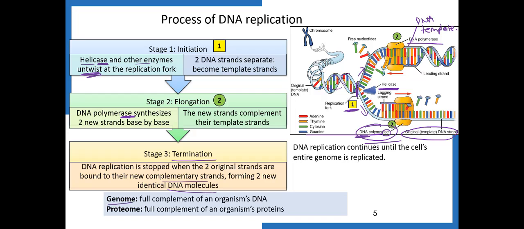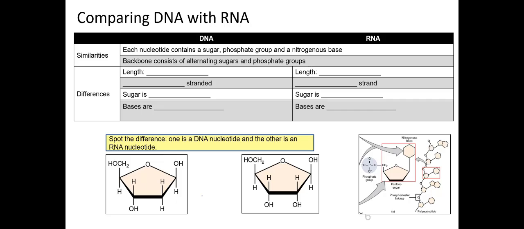The term genome is the full complement of an organism's DNA, right? So the human genome is all the DNA that's found in the human body. And then the proteome is, again, the full complement of proteins that's found in an organism, right? So again, this is one of the functions of DNA. It can replicate. Another function will be put out in the next few slides.